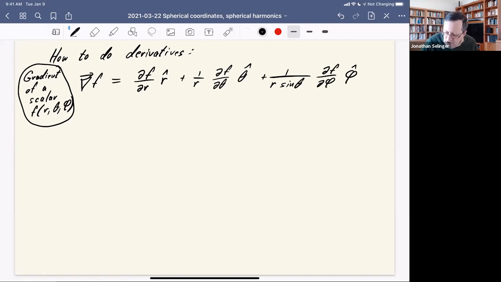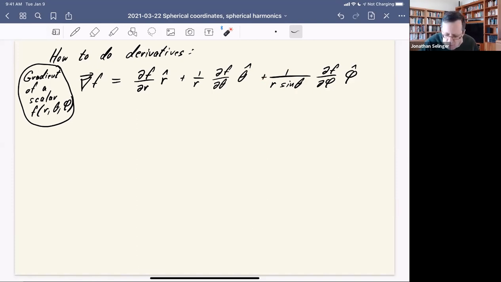So, it's not just these factors of df dr, df d theta, df d phi. Rather, you need these extra factors, 1 over r, 1 over r sine theta, in order to make the gradient come out right, in order to make it come out consistent with the way it's defined in Cartesian coordinates. Right?